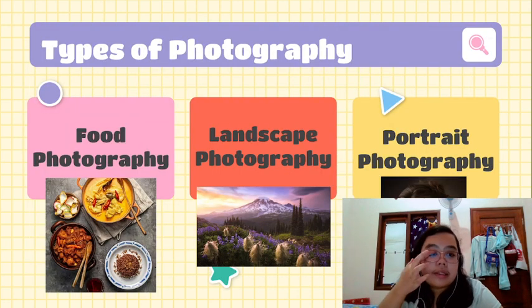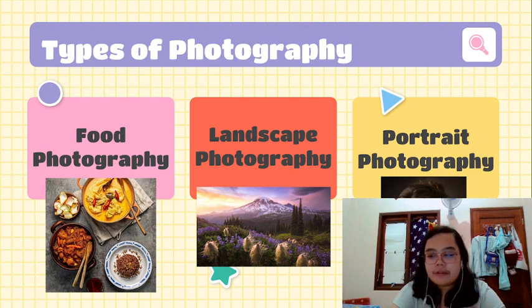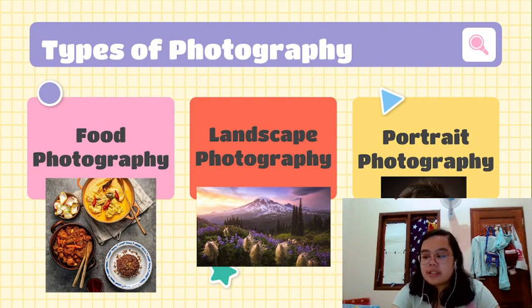And there are many types of photography. I will explain seven of them. The first one is food photography. Food photography is a still life photography genre used to create attractive still life photographs of food. It is a specialization of commercial photography, the products of which are used in advertisements, magazines, packaging, menus, or cookbooks.